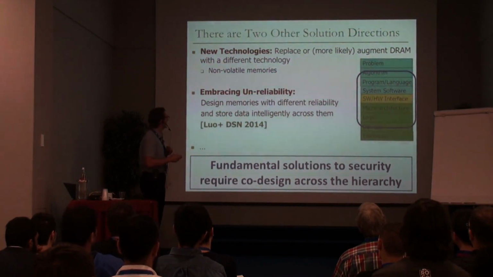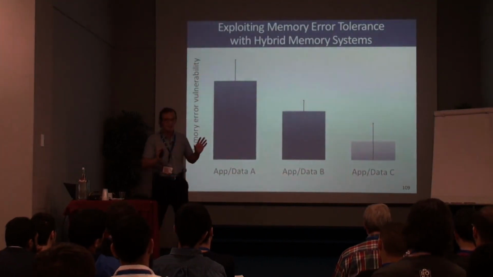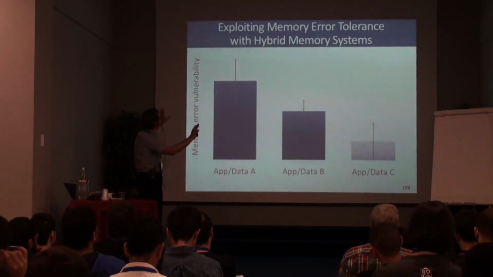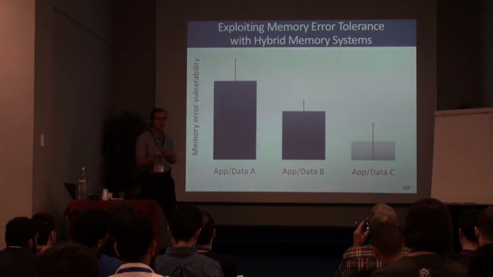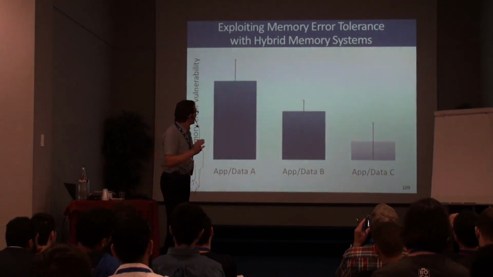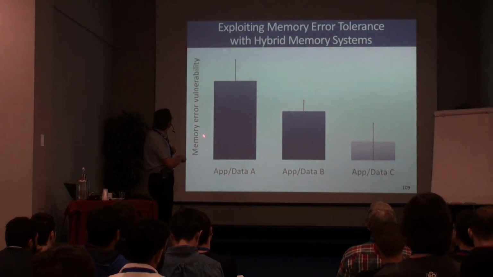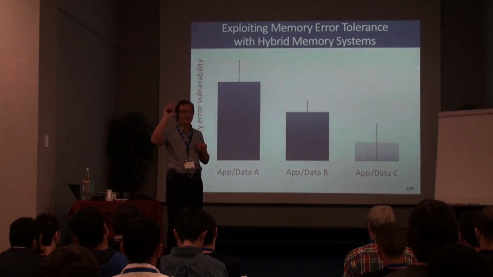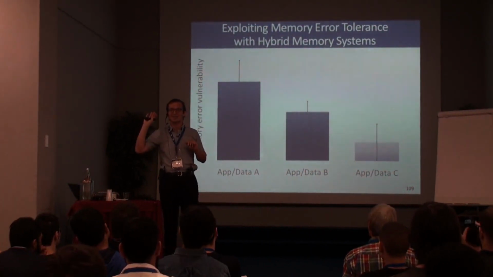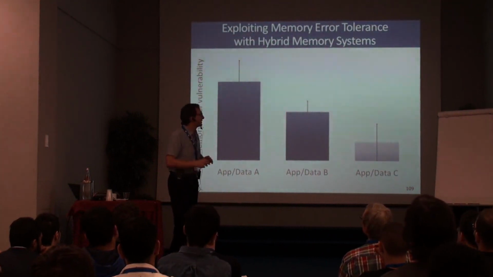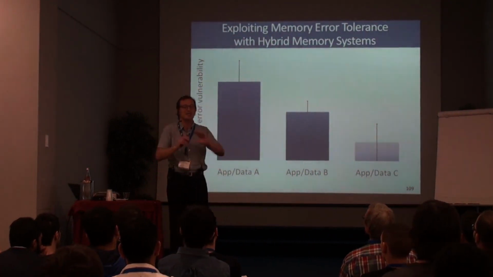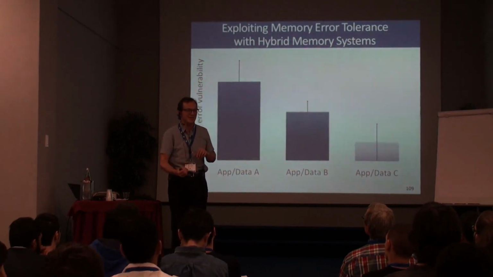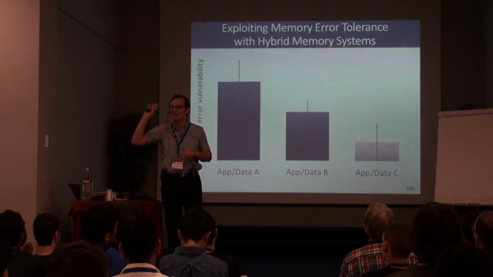Let me give you one example, and this is just scratching the surface. So let's look at an application and different data in an application. This is true for different applications also. Let's look at the memory error vulnerability. You get a bit flip. How vulnerable is different data? Some data, basically nothing happens. If you actually flip a bit, like in a video, nobody notices, right? If you flip a bit in, I don't know, some data part of the web search engine, nobody notices because everybody looks at the first page of the Google search results, right? If it happens in the 10th page, who cares?